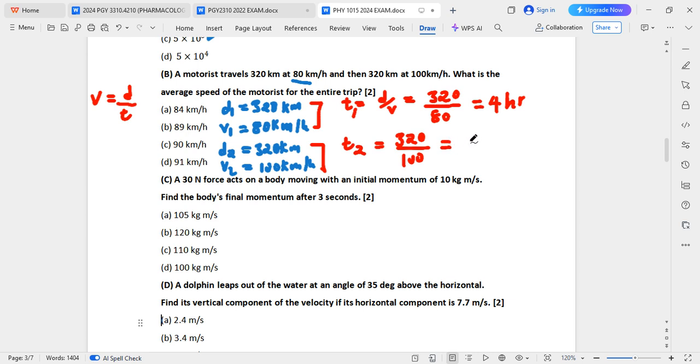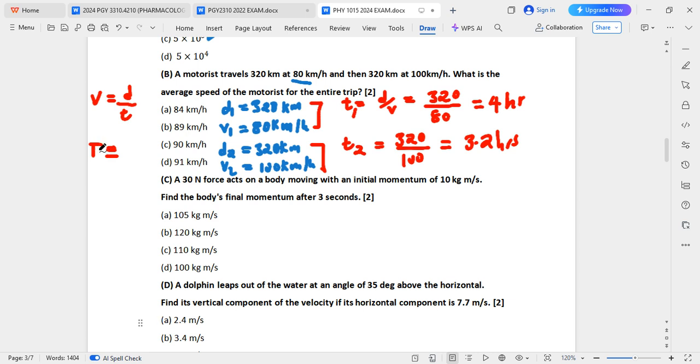And this is going to give us 3.2 hours. So we need to find the average time that it took to travel. The average time is going to be a sum of these two, or the total time, not average. Remember, average means you add then you divide. So total time: add 4 plus 3.2.